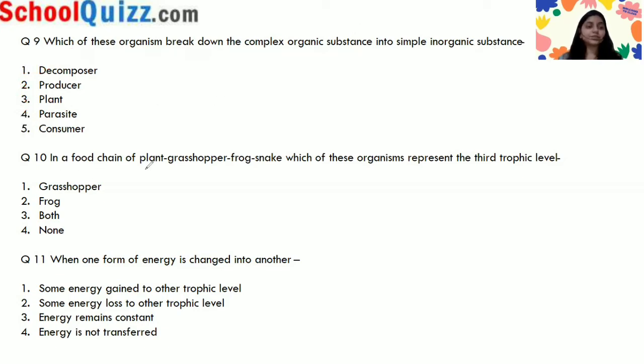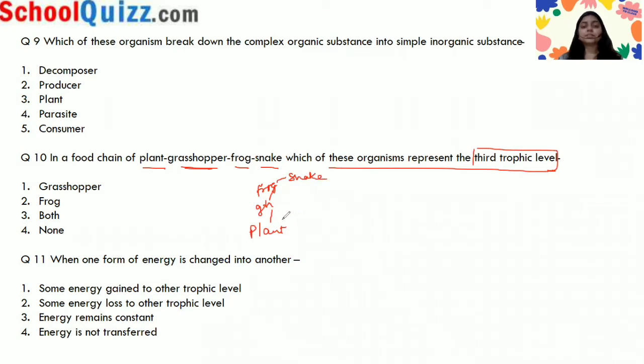Now, in a food chain of plant, grasshopper, frog, and snake, which of these organisms represents the third trophic level? So there is a plant, then there is a grasshopper, then there is a frog, and then there is a snake. Which of these represents the third trophic level? Yes, the frog. So the answer will be frog.